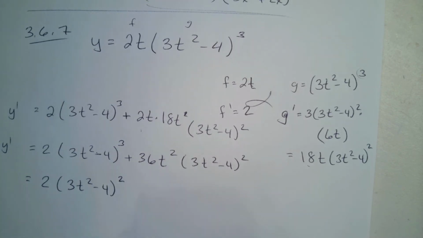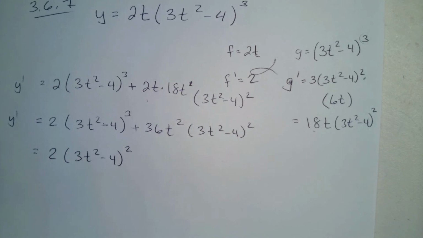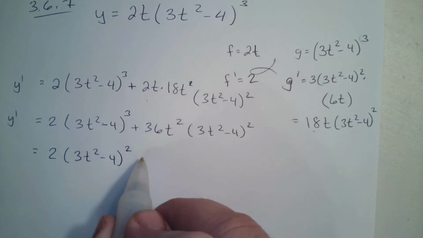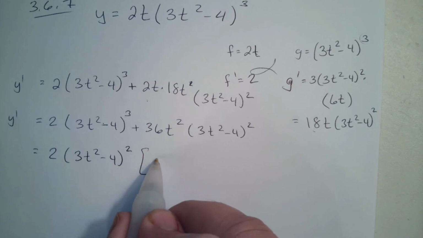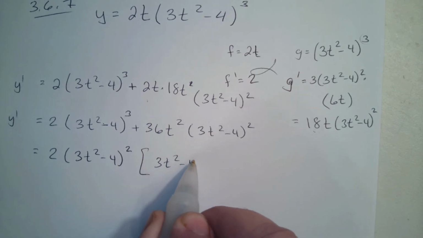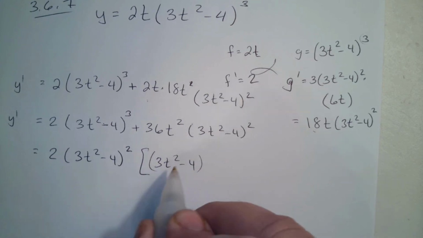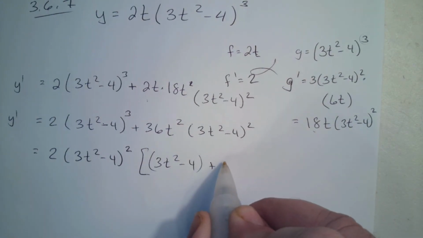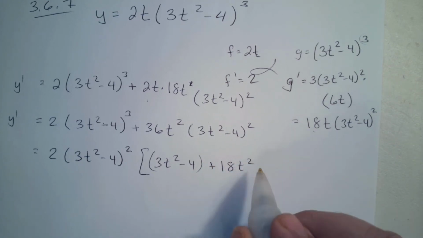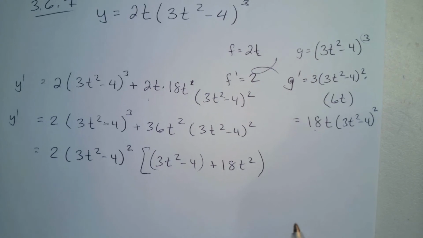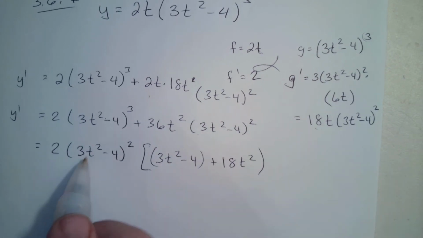They both have that in common, so I can factor out (3t squared minus 4) squared. If I take that out, that leaves 3t squared minus 4 plus 18t squared. Because that's gone out here. That's good.